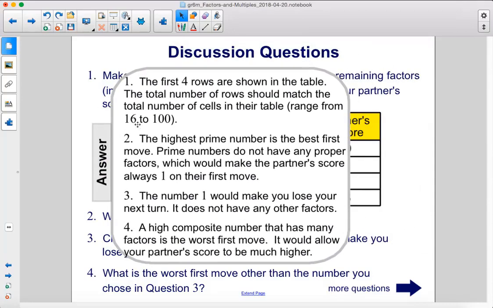Well, the first 4 rows are shown in the table. The total number of rows should match the total number of cells in their table, ranging from 16 to 100. Number 2. The highest prime number is the best first move. Prime numbers do not have any proper factors, which would make the partner score always 1 on their first move. Number 3. The number 1 would make you lose your next turn. It does not have any other factors. Number 4. A high composite number that has many factors is the worst first move. It would allow your partner's score to be much higher.